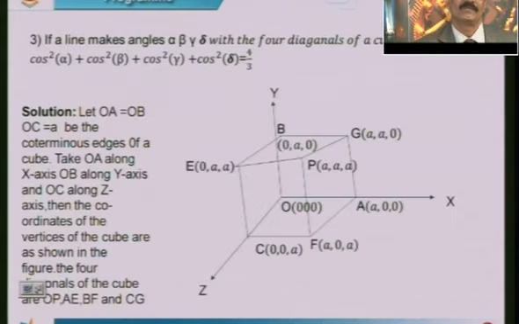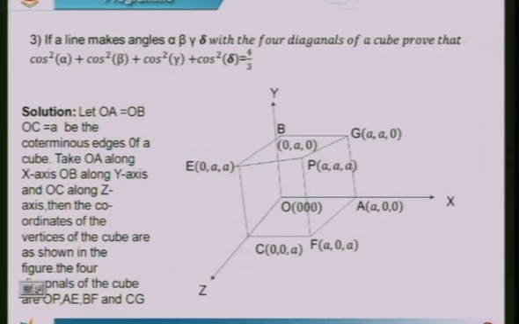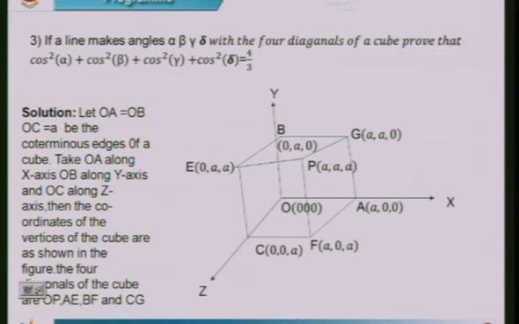So, that is another problem. And you see this problem, most important; for the past so many years I have observed this problem in the examination. Very familiar. If a line makes angles alpha, beta, gamma, delta with the 4 diagonals of a cube, prove that cos squared alpha plus cos squared beta plus cos squared gamma plus cos squared delta equal to 4 by 3. Very familiar problem in the examination.